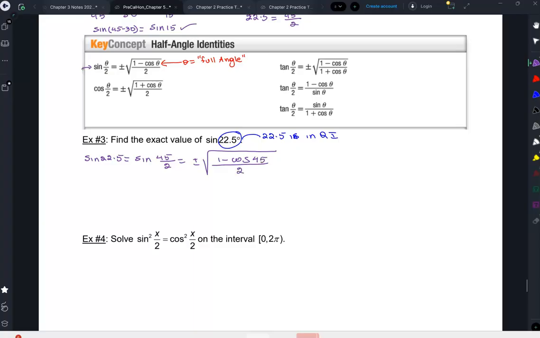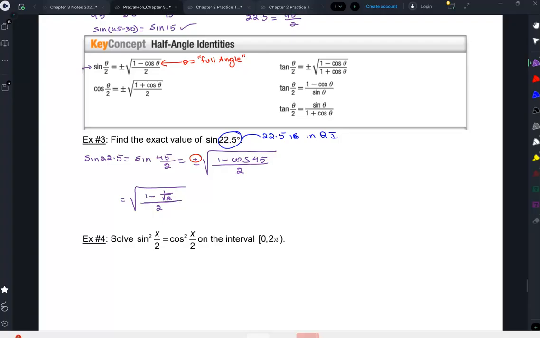So now, what quadrant did we say 22.5 was in? 1. In that quadrant, is sine positive or negative? Positive, so I take the positive of this, okay? So this is going to be positive the square root of 1 minus, what's cosine of 45? Root 2 over 2.